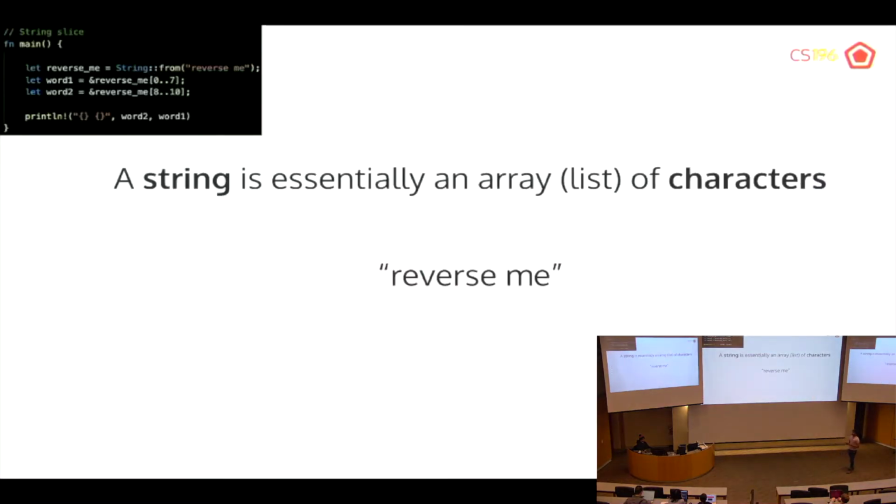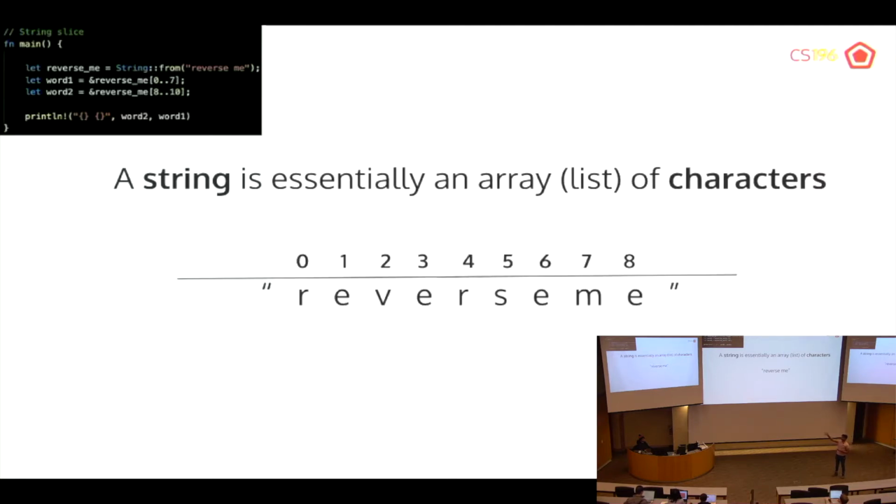A string is essentially an array of characters. An array is a list. We've seen lists before, pretty basic stuff. Are there any questions about arrays before I move on? Right, just a regular sequence of characters. Let's say we have an array or a list of characters called reverse me, like this. And now we have all the indexes. If it's an array, we have indexes 0 to the last length. So index 0 has R, index 1 is E, etc., etc.